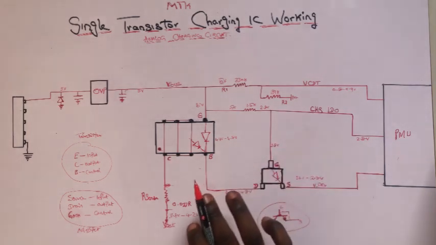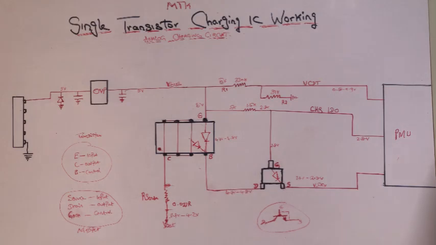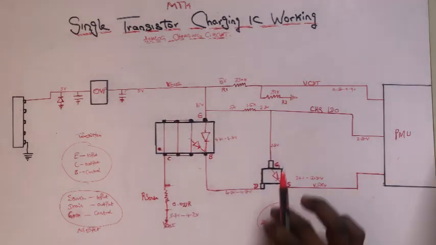In my next video, I will explain how a double transistor circuit works. In that one, we have 2 transistors and 2 MOSFETs.